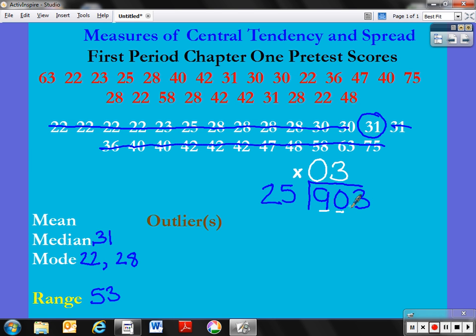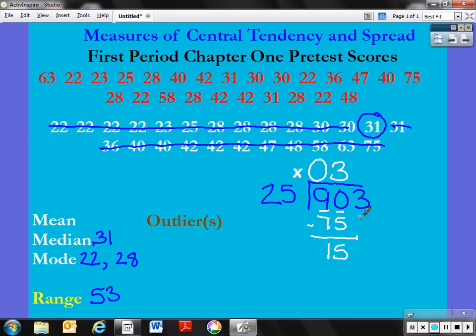So I go 25 times 3, that gives me 75. Now I like to subtract, but I'll do it differently. I know that 75 is 5 away from 80, so that's 5 I have to go up. And then 80 is 10 away from 90, so that's another 10. So I go up 5 to 80 and then 10 to 90, 10 and 5. That gives me 15 when I subtract 90 minus 75.